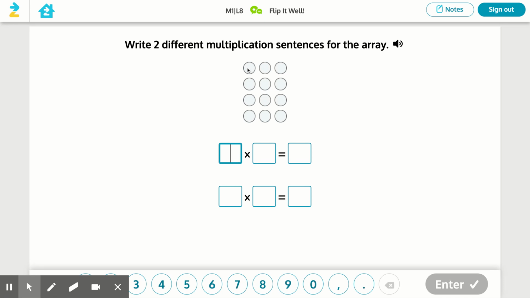This particular array has 1, 2, 3, 4 rows and 3 columns. And if we skip count like we did originally, we know that 4 times 3 is 3, 6, 9, 12. Now, the commutative property tells us that we can switch the factors and our total will remain the same. So your second multiplication sentence is 3 times 4 also equals 12.